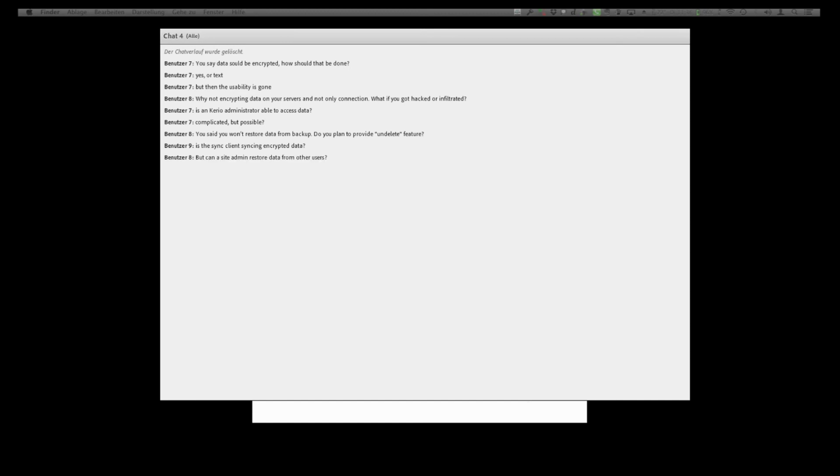Is the sync client syncing encrypted data? Of course, it is. Of course. Can a site admin, you mean the content admin, or what do you mean? I believe the trash is user based, correct? Yes, I think so. I do not use it regularly, so I think so. The admin are not able to restore user data.